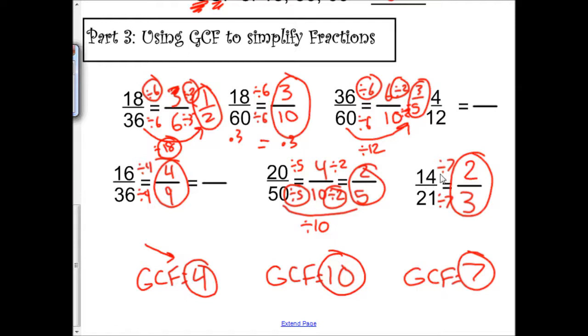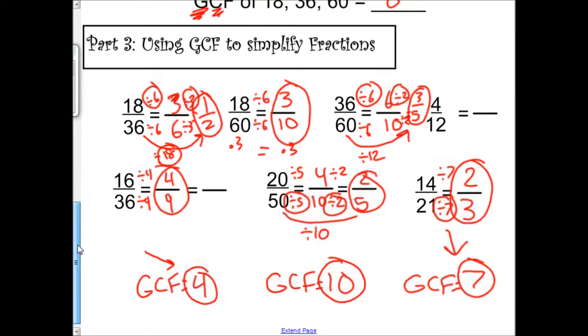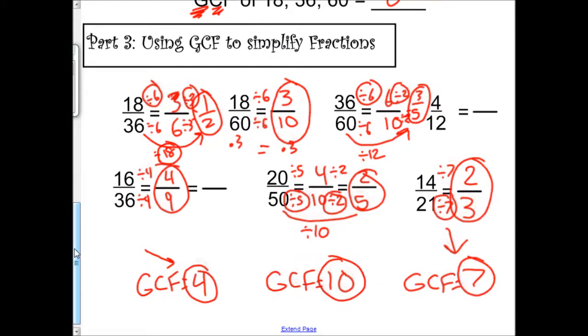14 and 21, I decided to divide them both by 7. That was a common factor that I thought was the greatest. And sure enough, I got 2 over 3. 2 and 3 have no more common factors, so I know that this is my GCF. All right, so that's another strategy to find GCF. You can use simplifying fractions, and we can use GCF to simplify fractions.